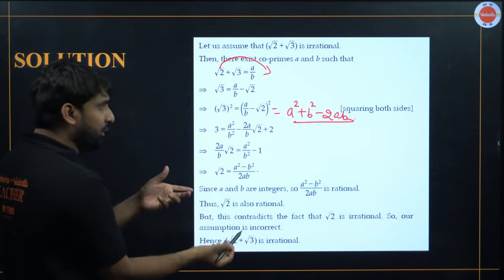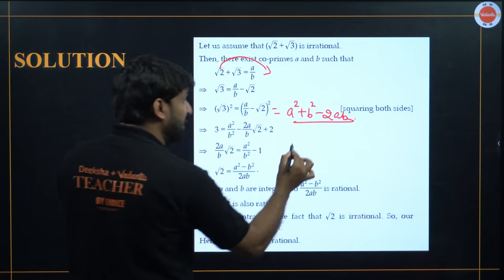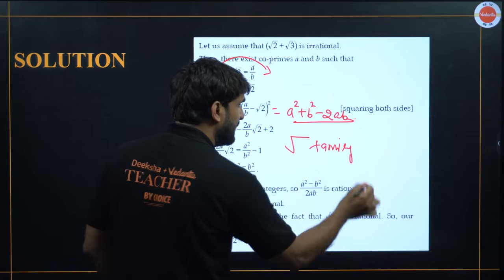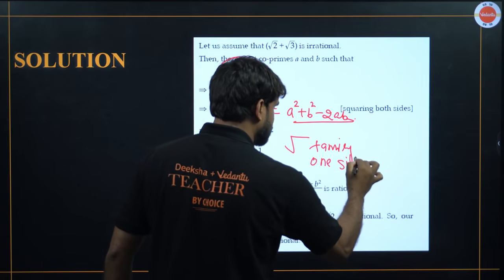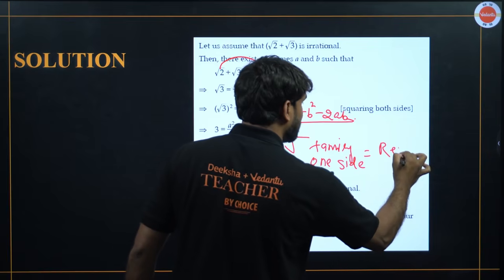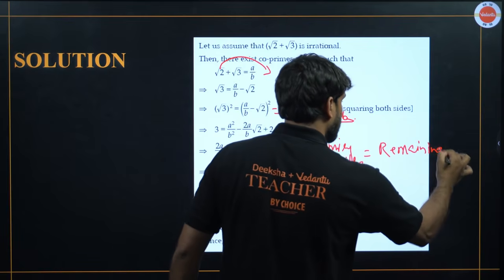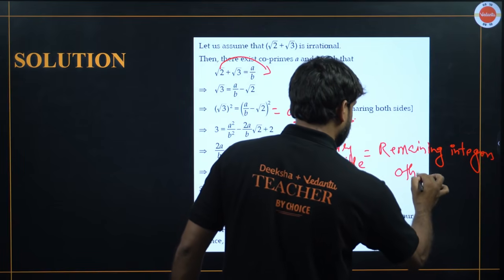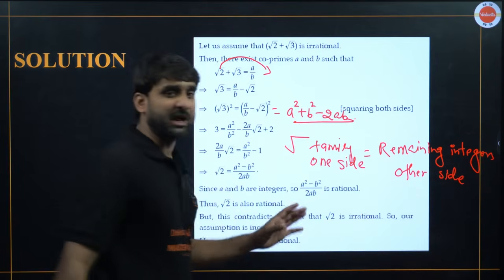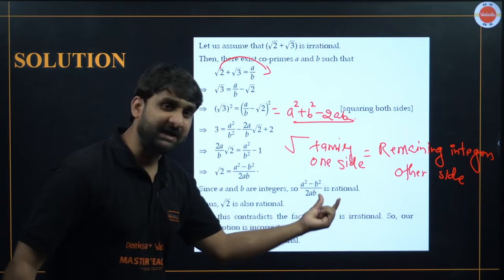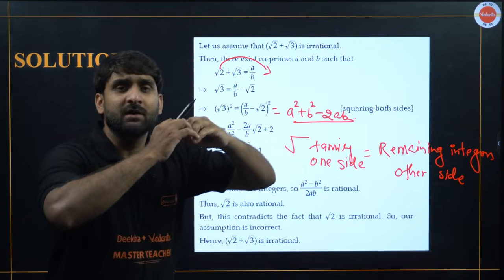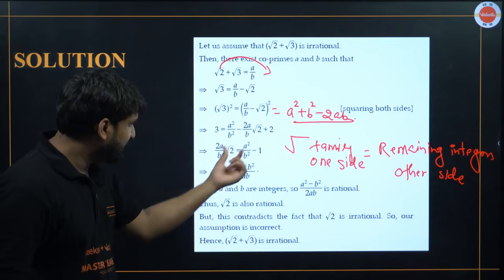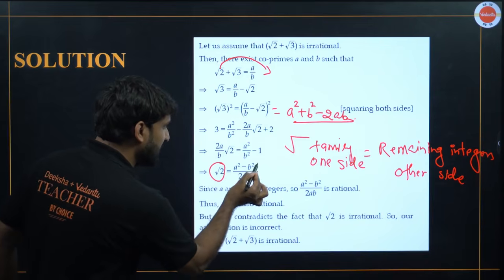So again I have already told you, always in such type of question take the root family one side, and the remaining integers the other side. Please always follow this in such type of question. Root family one side, and whatever remains except root, take the other side. So by modifying, root 2 is on a single side and this is on the other side.